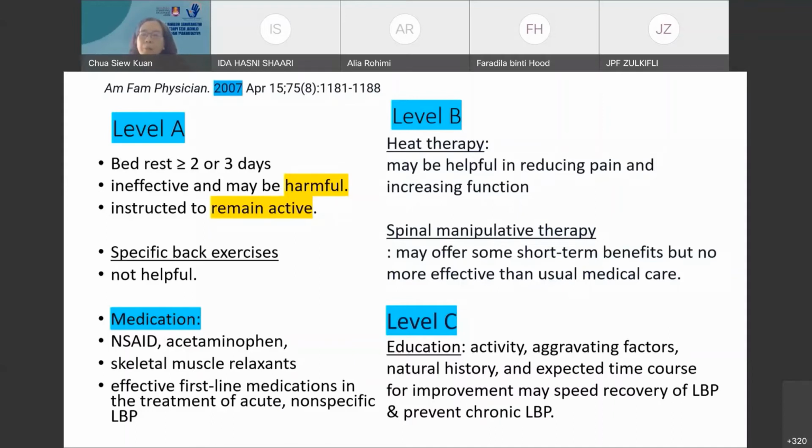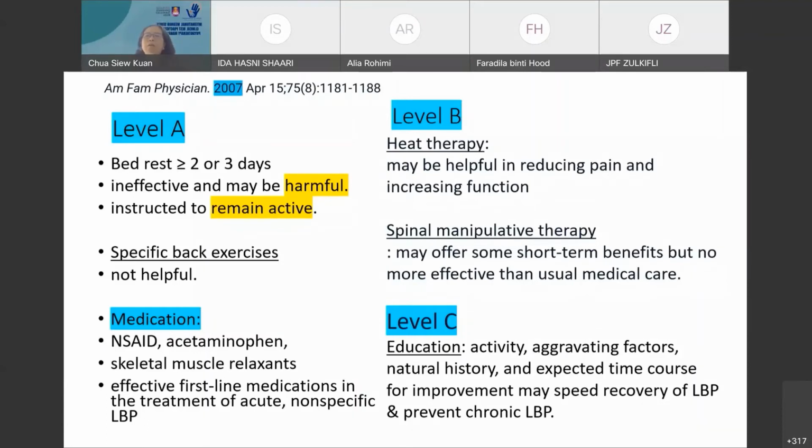Okay, spinal manipulation therapy. Western practitioners also have some spinal manipulation training at undergraduate level. It may offer some short-term benefit. So be aware that short term, maybe 6 weeks, we can do it, but after that, no. Okay, you have to stop it. It is no more effective than usual medical care after that.